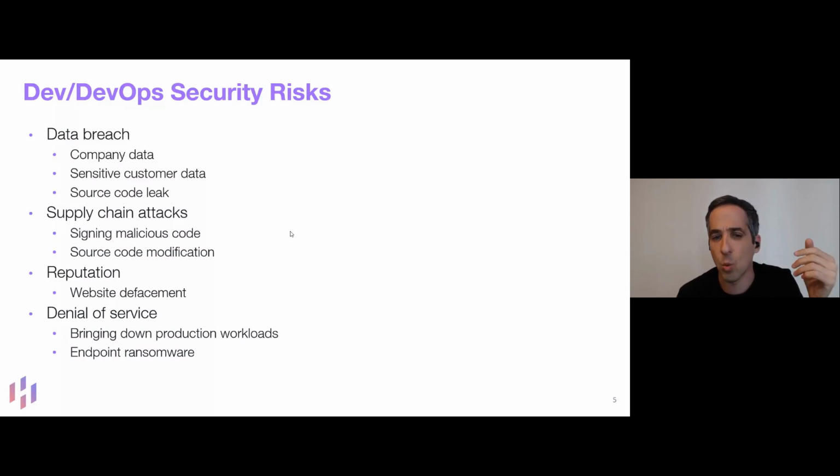There are supply chain attacks where, like in the SolarWinds case, you can modify the source code and inject backdoors. There's reputation damage like website defacement, and just the plain old denial of service where you can bring down whole production workloads and even lead to significant business loss, or bring the endpoints developers are using to a stop, which has minor consequences in that case, but is still an unpleasant disturbance. So those are examples of security risks that we can all experience as dev or DevOps teams.